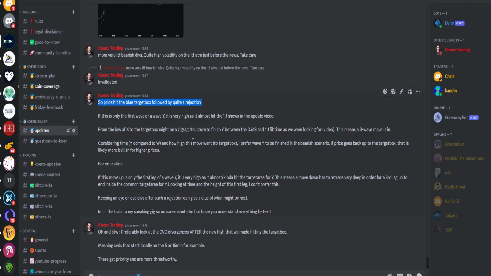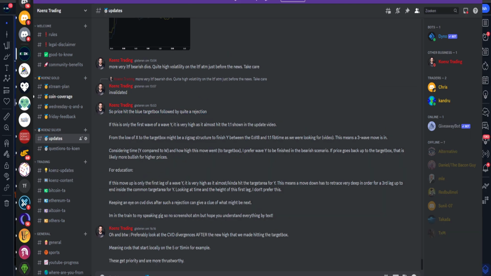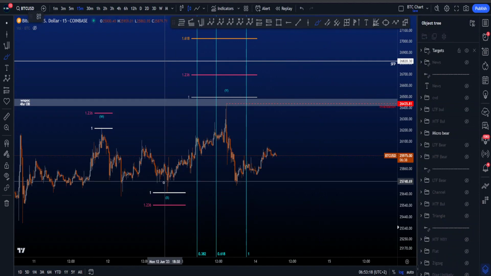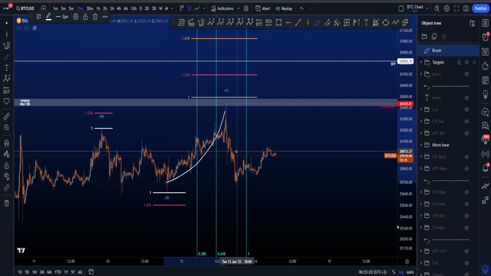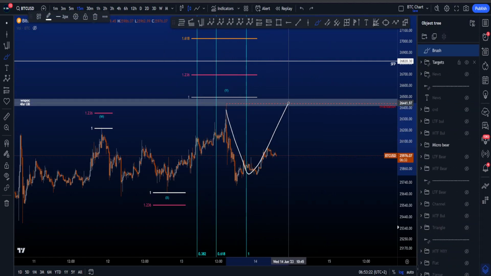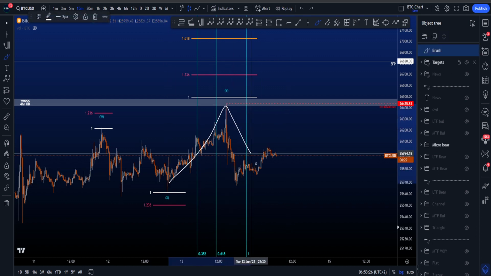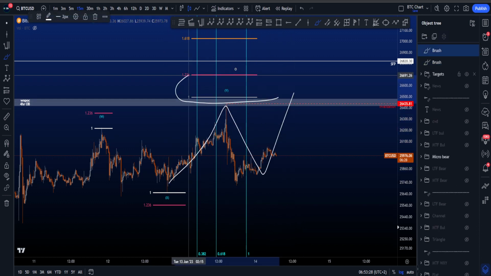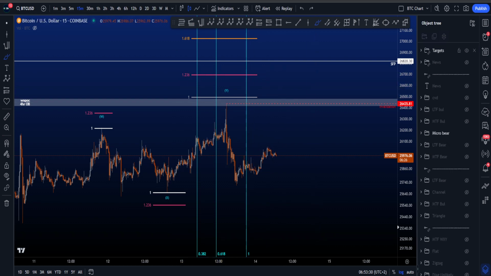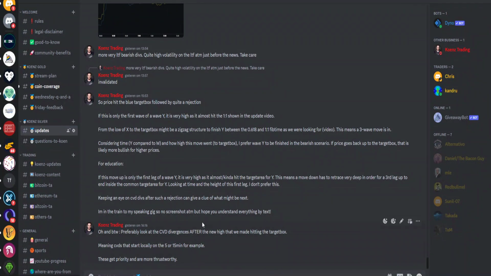So I said, hey, we hit the blue target box, followed by quite a rejection. And I got a question as well: if this is only the first structure of a wave Y, and then you expect a second structure and a third one, is that possible? Like this being the first A or B and then C and then the end of wave Y. And I had a particular answer for this one. So this is educational for you guys, right?